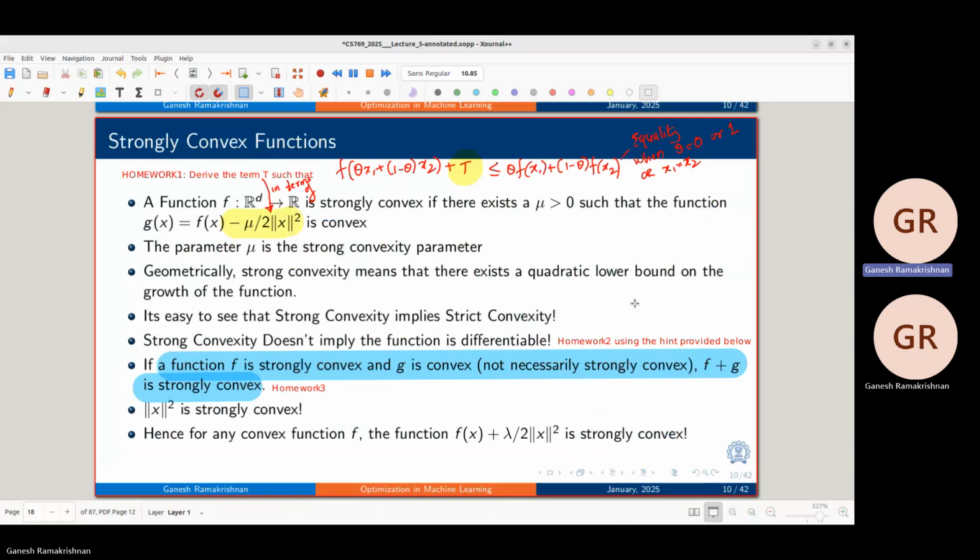Also, strong convexity doesn't imply that the function is differentiable, by the way. Strong convexity is not just adding second order properties to the function. You can still have strong convexity for a non-differentiable function. Any questions? So we have some 3 homeworks on this, all connected to what I wrote on the board.